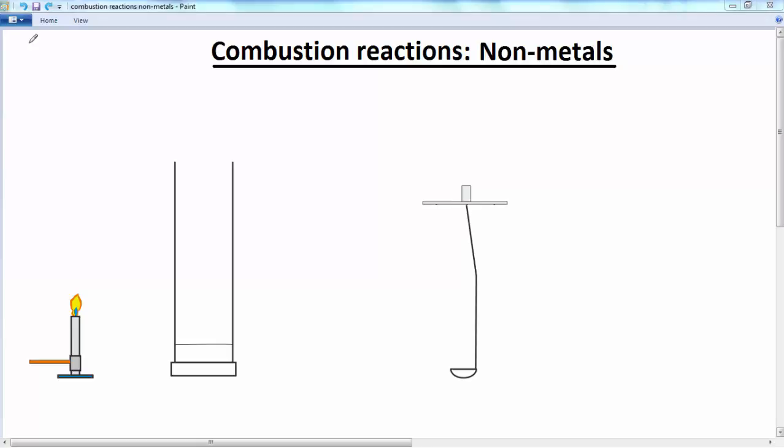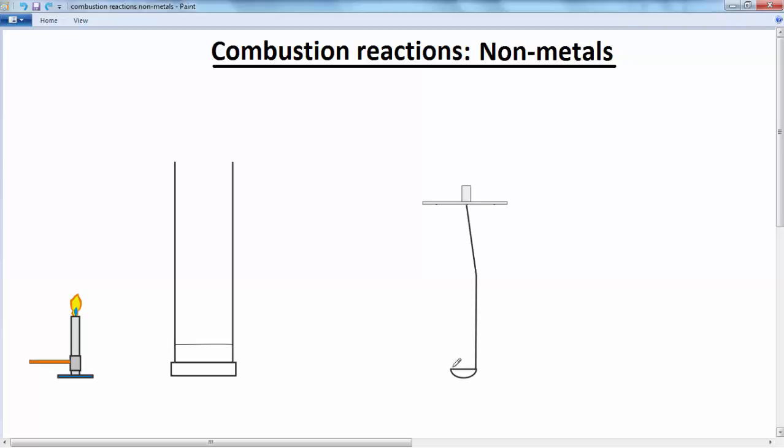So in the last lesson we learnt that it's not only fuels that react with oxygen in the form of combustion reactions, but also metals. And in this lesson we'll see that non-metals also react with oxygen. So let's take, for example, sulfur.